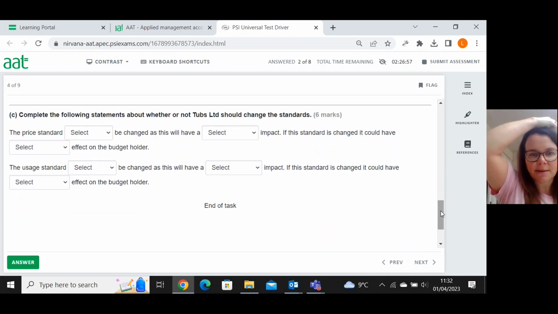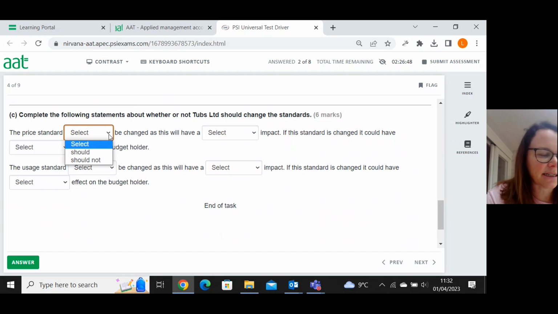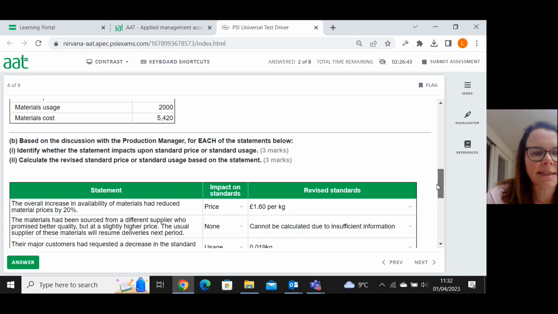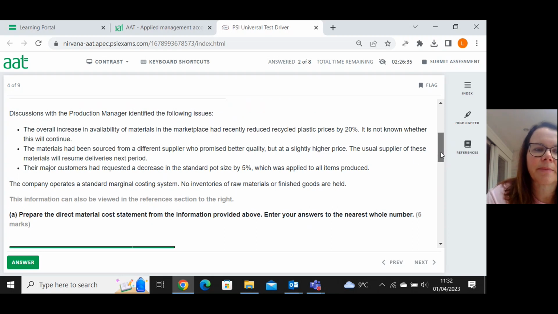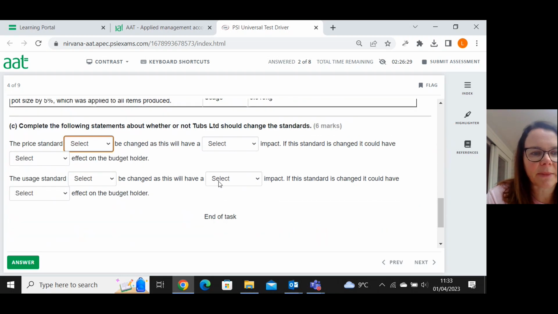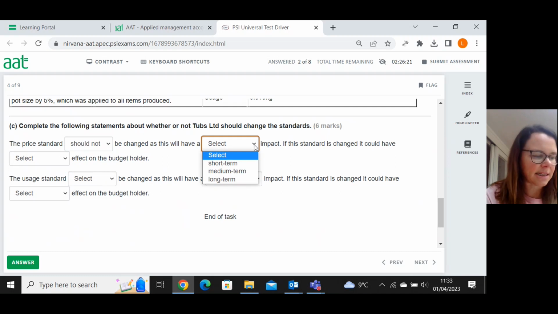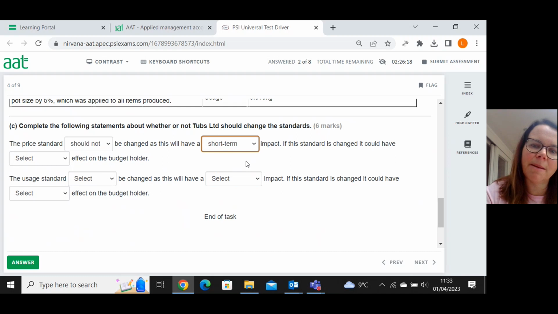And then complete the following statements about whether or not Tubbs Limited should change the standards. So the price standard, remember, they said that extra bit of information, it is not known whether this will continue. Increase in, so it's a little bit of a grey area, but we don't know if it will continue. So we're going to go with it should not be changed, as this will only be a short-term impact.